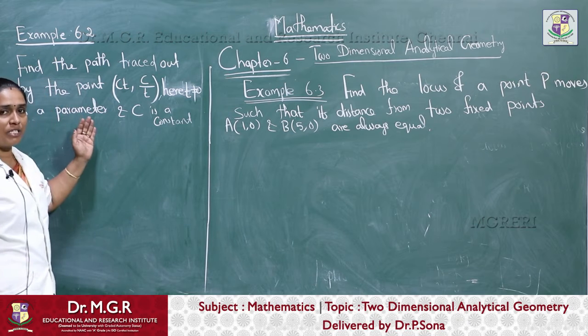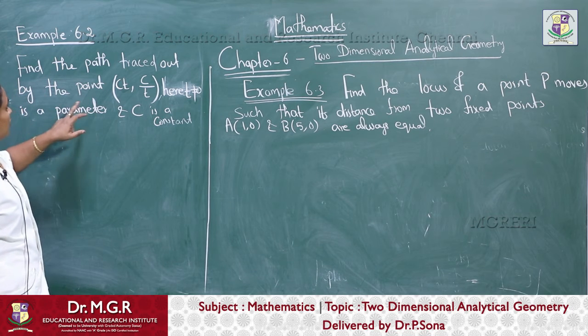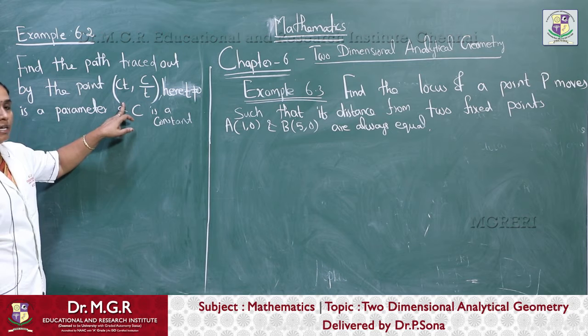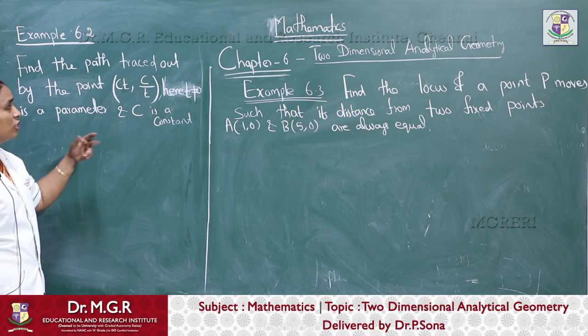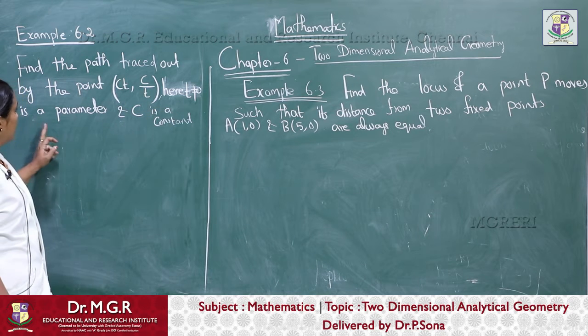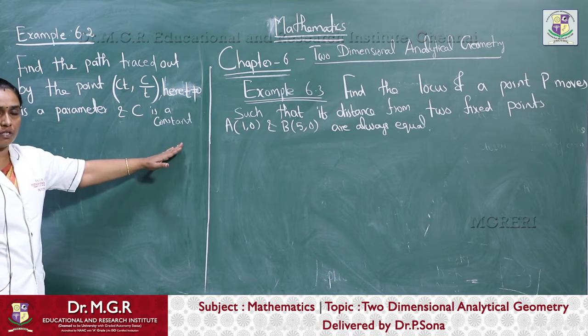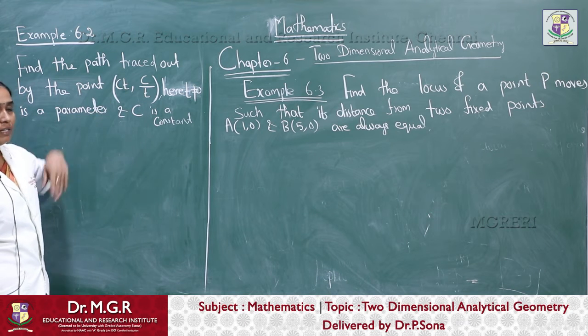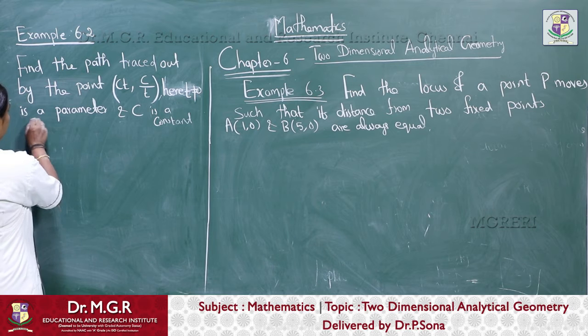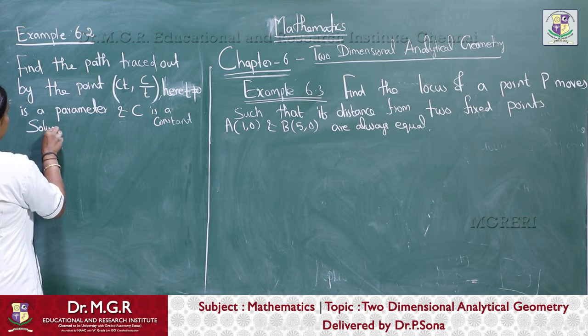Let us see example 6.2. Find the path traced out by the points (ct, c/t). Here t is not equal to 0 is a parameter and c is a constant. Okay, so here directly the points are given. So let's move on to the solution.